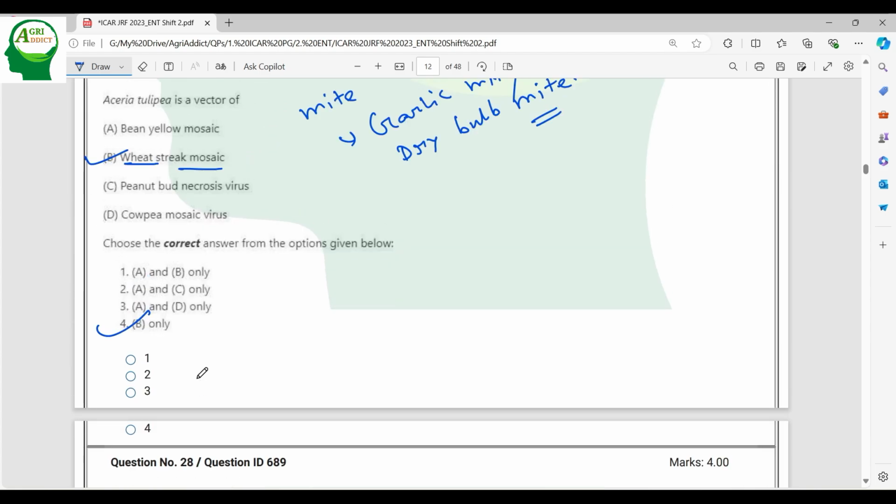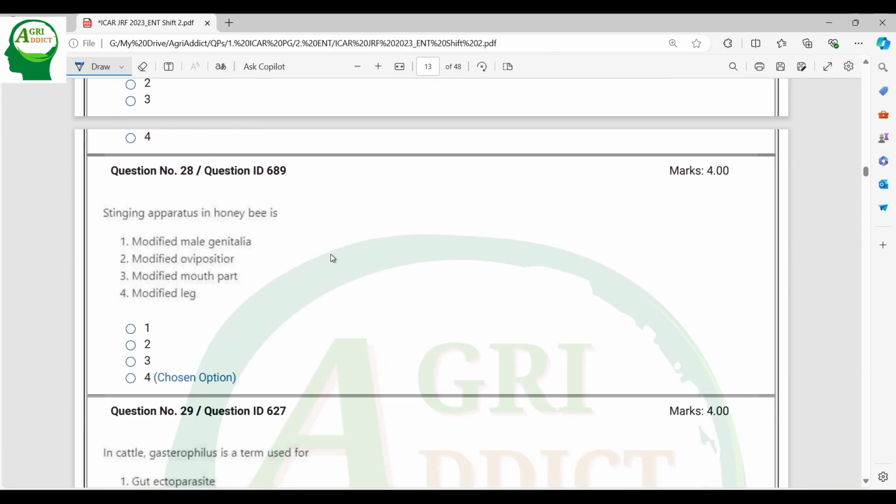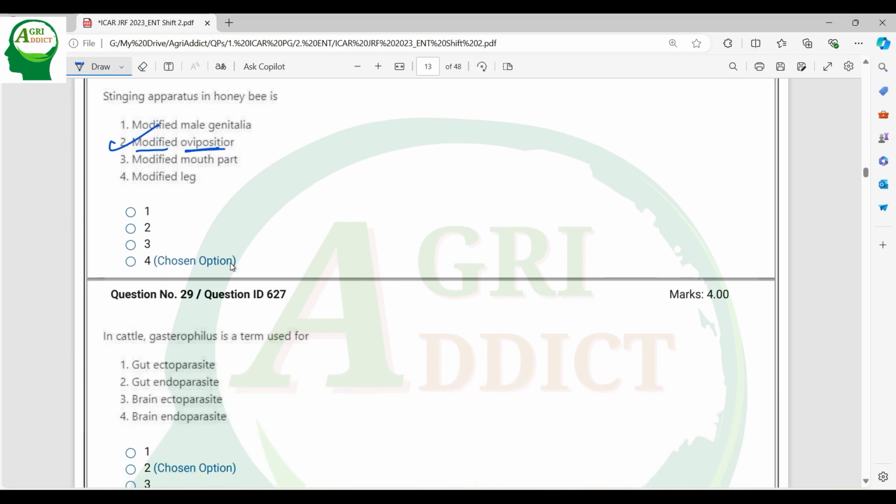And rest you all know that cowpea mosaic virus is transmitted by aphid, then peanut bud necrosis virus also there, you know. Stinging apparatus in honeybee is modified ovipositor. Actually, sting is the modified ovipositor in honeybee. Basic question.